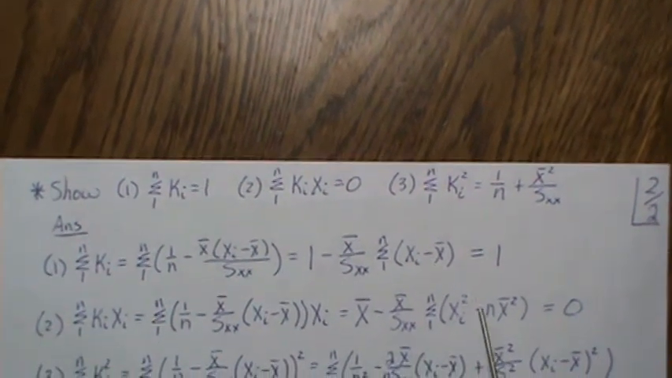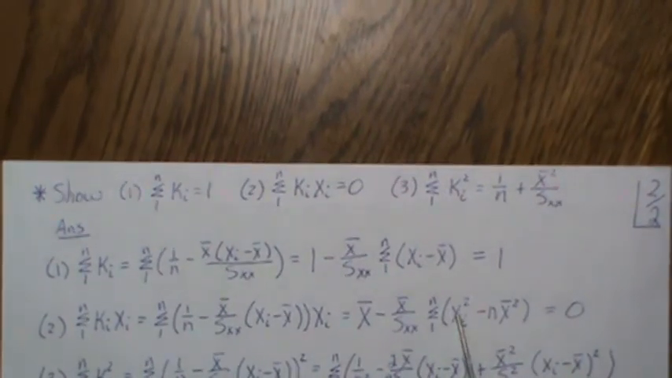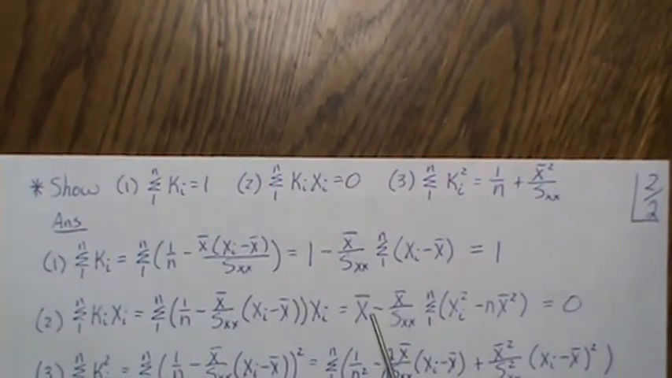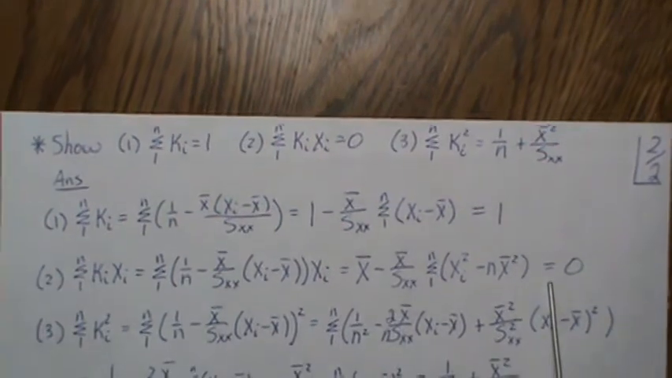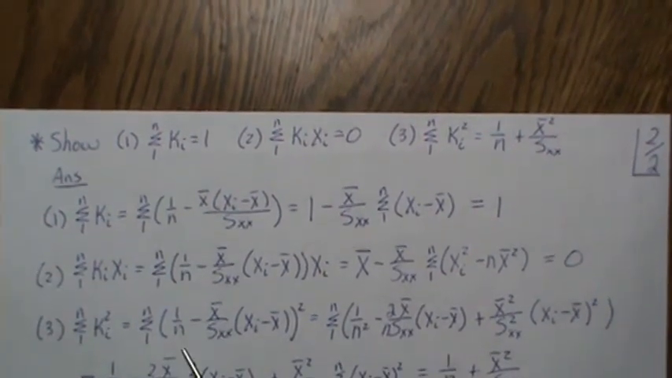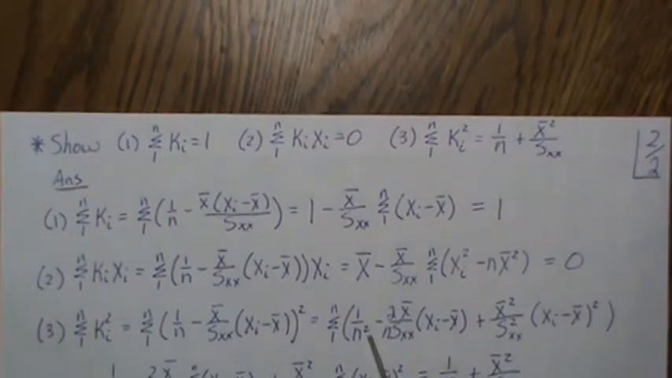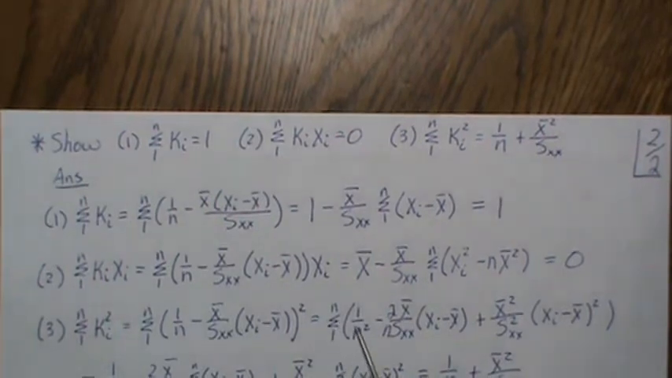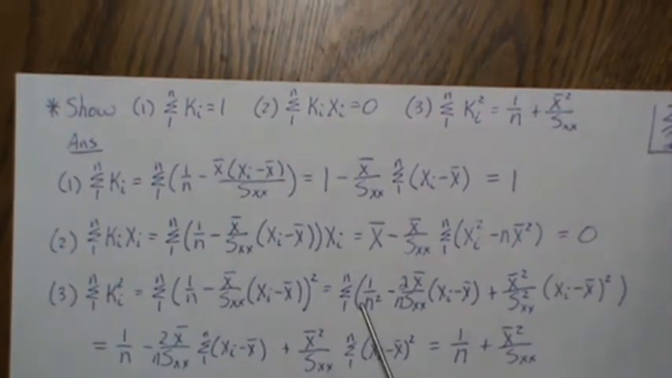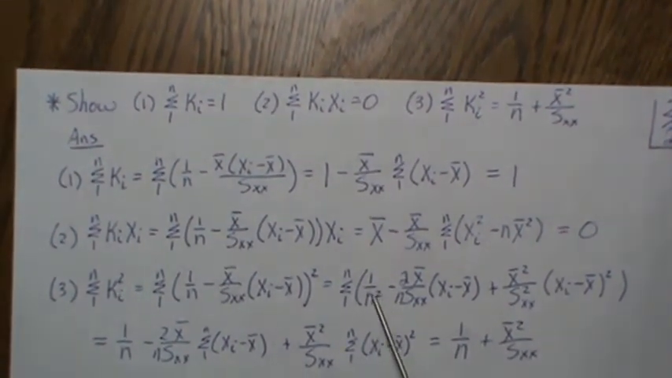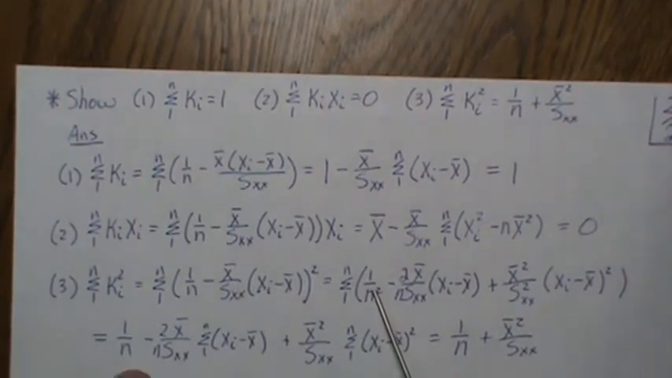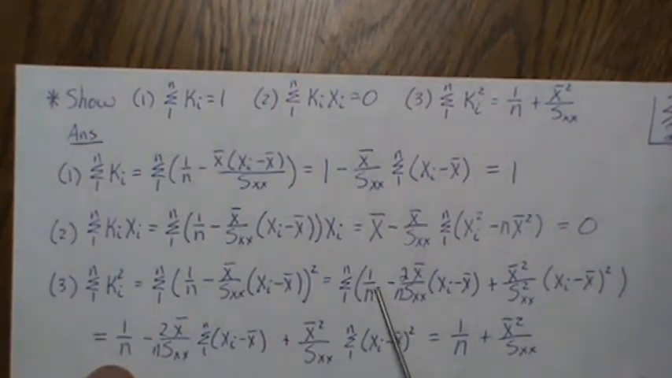But this was Sxx, so that cancels, leaving just x bar. So we have x bar minus x bar, which is 0. Sum of the k_i squareds, we square it, right, and we get this. Now let's take the sum in. Here we get n times 1 over n squared, so one of the n's cancels and we're left with this.